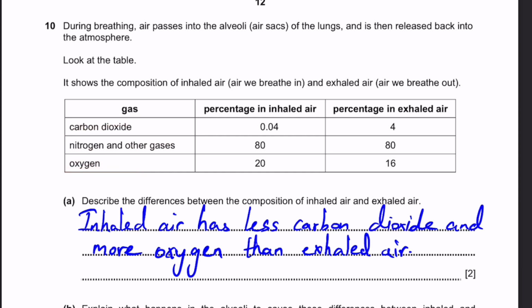A. Describe the differences between the composition of inhaled air and exhaled air. It's actually quite simple. You don't have to really explain much, it's just to say what difference is there. The difference is that inhaled air has less carbon dioxide. We can see that 0.04% in inhaled air and 4% in exhaled air. And also it has more oxygen than exhaled air, because inhaled air is 20% and exhaled it's 16%. That's the answer.